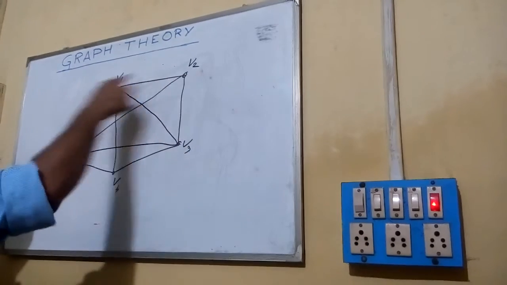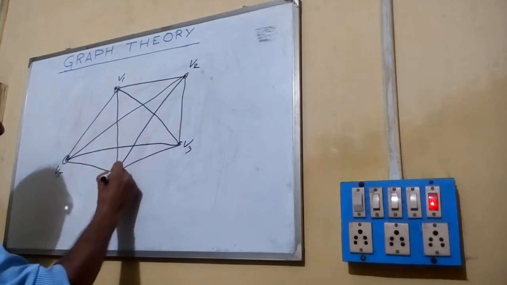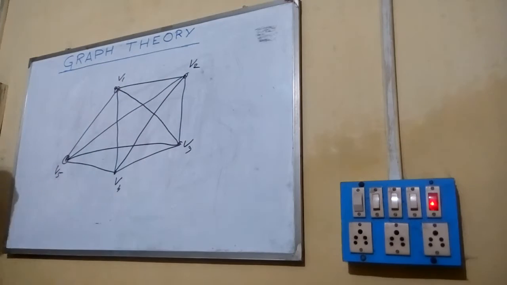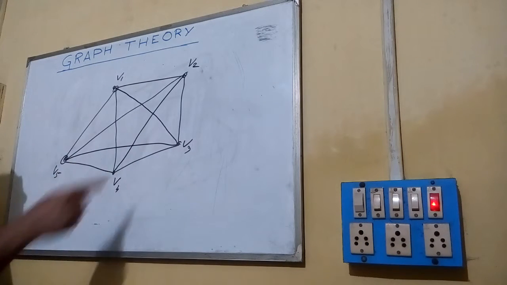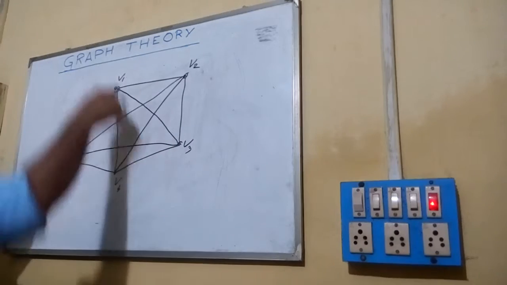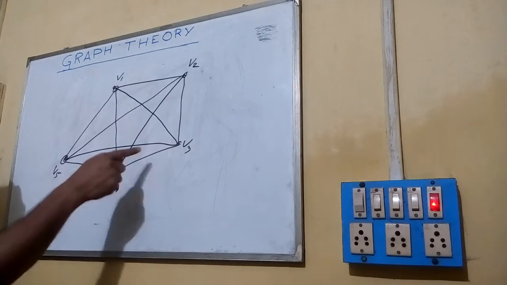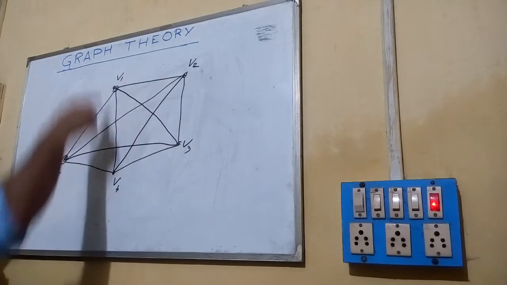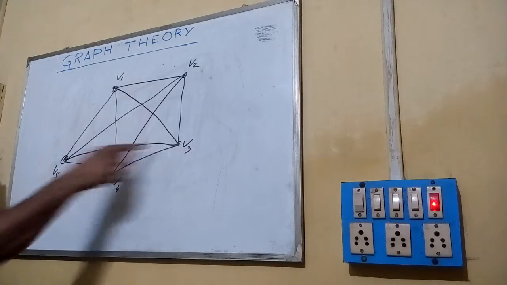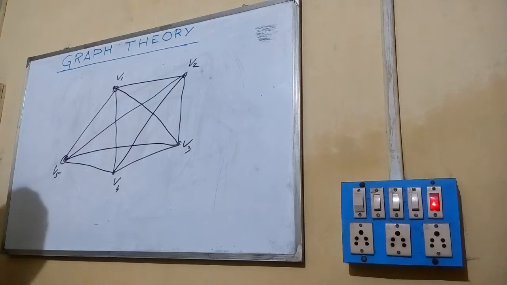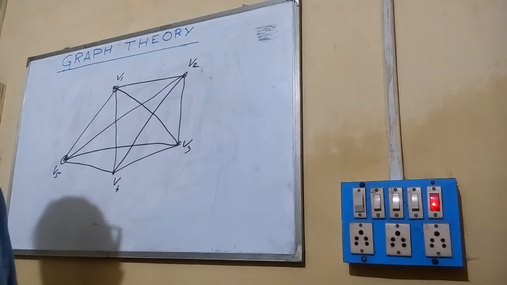Similarly from V2, V1, V3, V4 and V5 are there. So from V2 all vertices are connected. From V3, V2 is there, V1 is there, V4 is there, V5 is there. From V4 also 3, 2, 1, 5. From 5, 1, 2, 3, 4. So that's why from each vertex there is an edge to all other vertices.